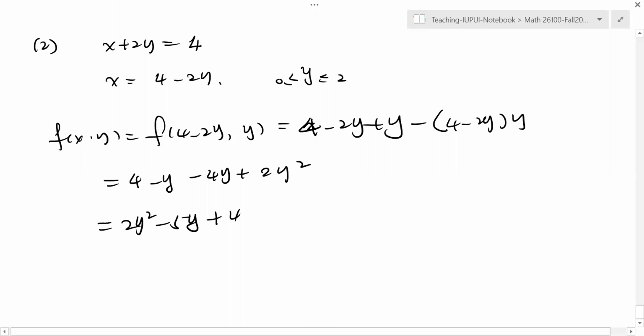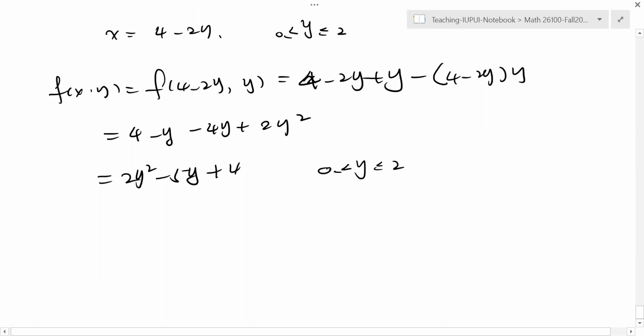Wow. So this is more complicated. All right, so we want to find out the maximum value or minimum value of this function. Right? It's not easy, right? It's a parabola. If you draw the graph, okay. So what is the maximum value? What is the minimum value?